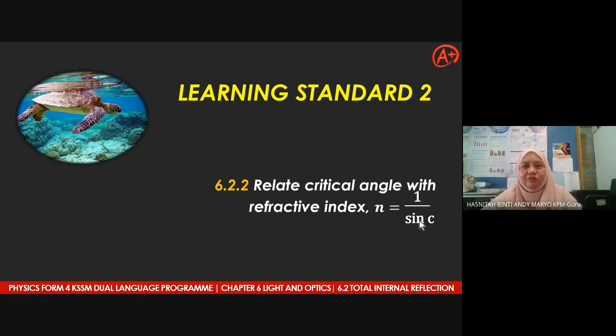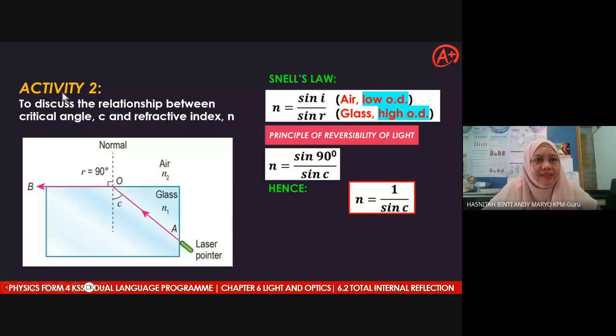So this is the fourth formula involving refractive index, and it is related to the critical angle C, where n equals 1 over sine C, or we say n equals the reciprocal of sine C. This is the second activity to understand n equals 1 over sine C. Remember Snell's law we learned yesterday?